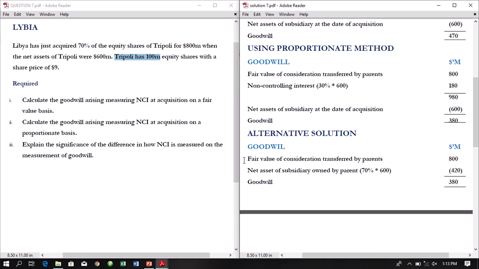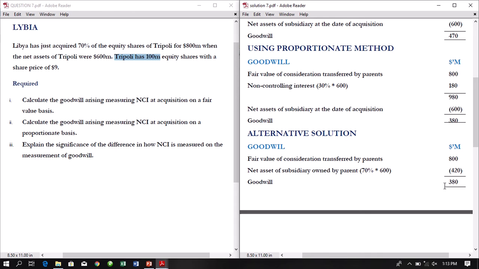I will just come here, fair value of consideration transferred by parent, 800. Don't forget, the net asset of this subsidiary is 600 million. And if we are talking about parent shares alone, parent owns 70% of this company. So if I own 70% of this company, automatically I own 70% of the net asset of subsidiary. So 70% of net asset of subsidiary will give me 420, giving me goodwill to be 380. So using this alternative method and using the earlier method will give us the same thing.